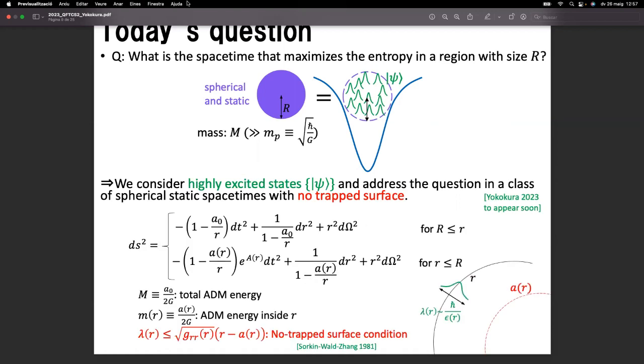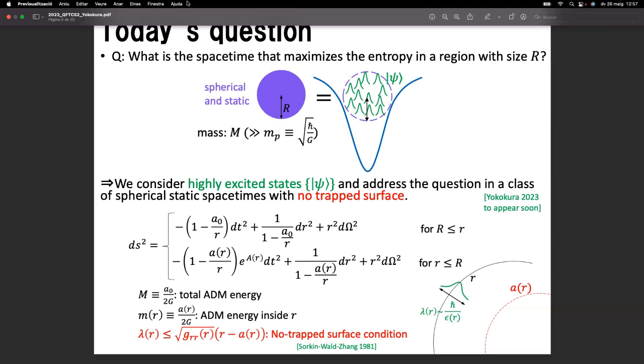To express such space-times, we use this ansatz. This part is for the exterior, outside, just a vacuum Schwarzschild metric, and A0 means the Schwarzschild radius for the total radiant energy. But our interior part is usually very non-trivial, and it can be represented by two functions, small a(r) and capital A(r). Here, this small a(r) gives the position of the would-be trapped surface.